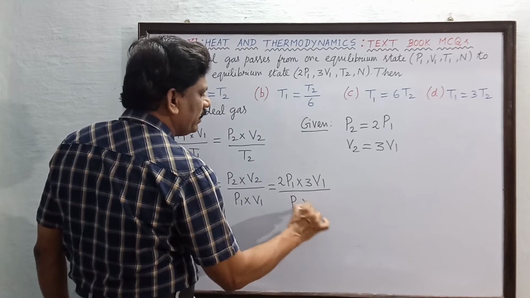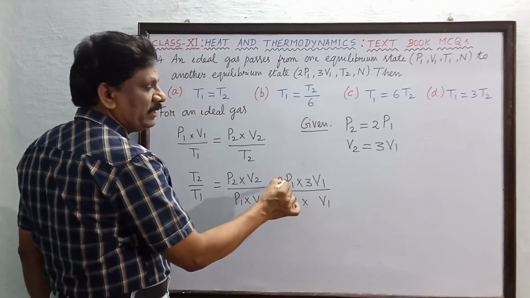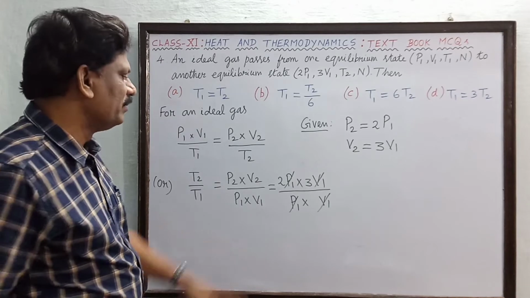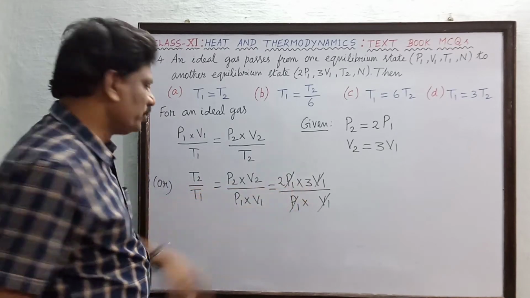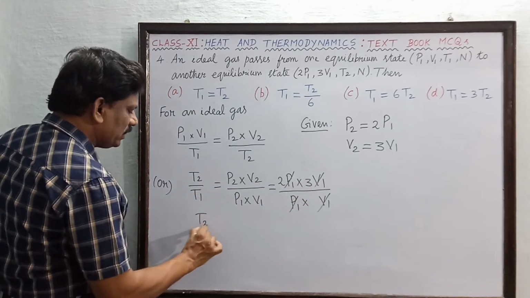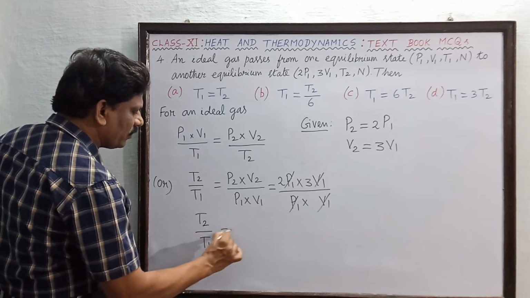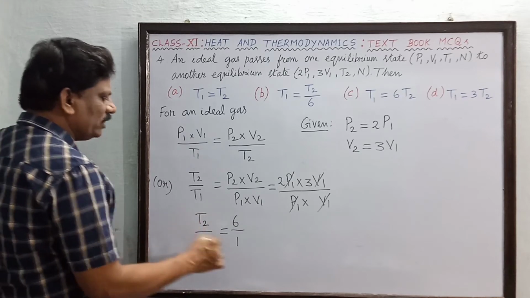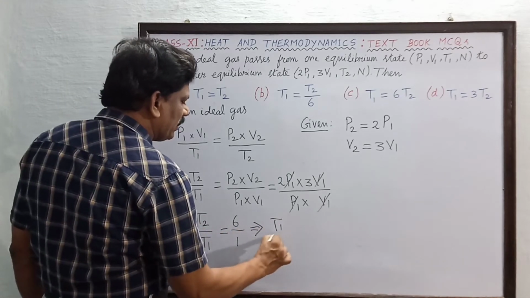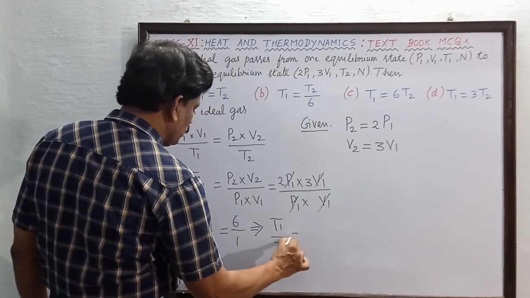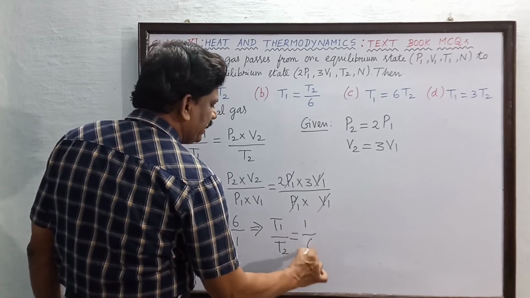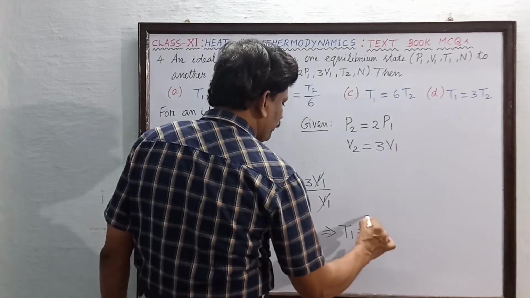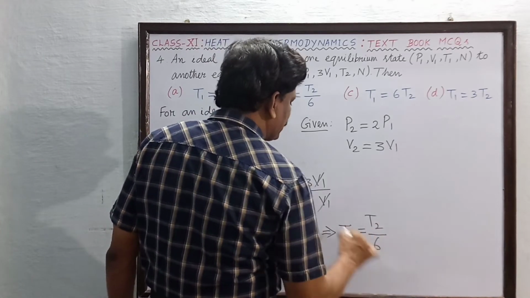So P1 and P1 get cancelled, V1 and V1 get cancelled. See what remains: 6. 2 into 3 is equal to 6. So T2 by T1 is equal to 6 by 1. Then T1 by T2 is equal to 1 by 6. This implies T1 is equal to T2 divided by 6.